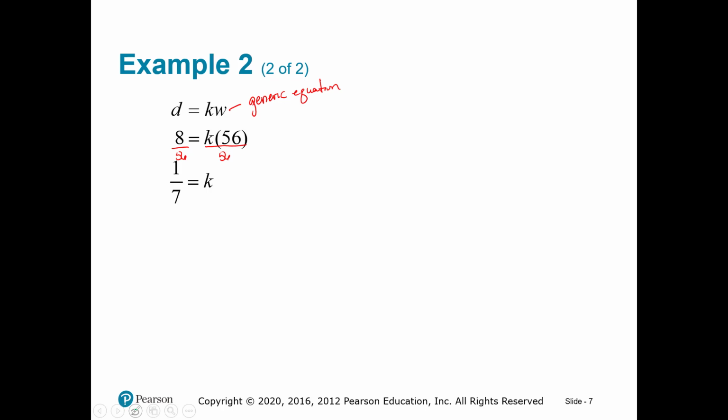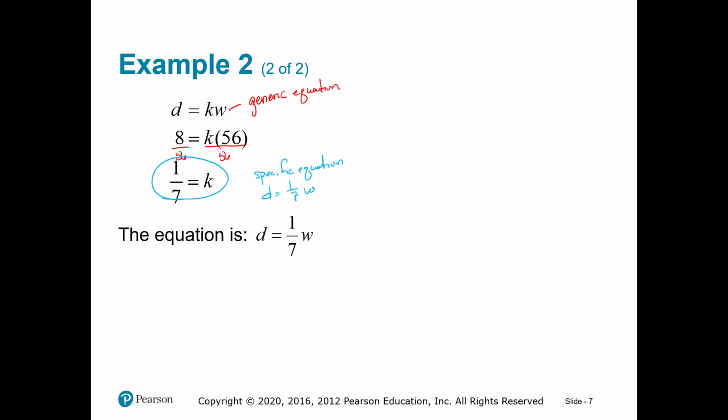Since you just found K, you can write the specific equation. What would it look like? Yes, D is equal to 1 over 7 W. That's our specific equation. And they agree with us. D equals 1 over 7 times W.